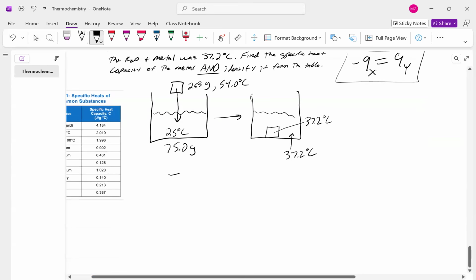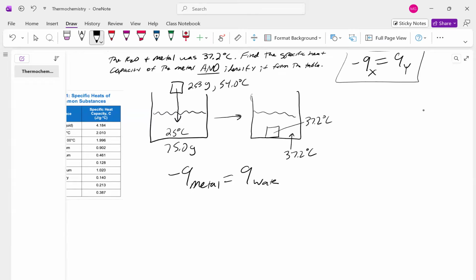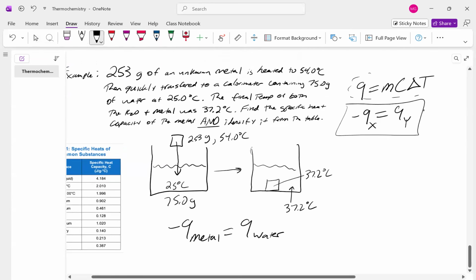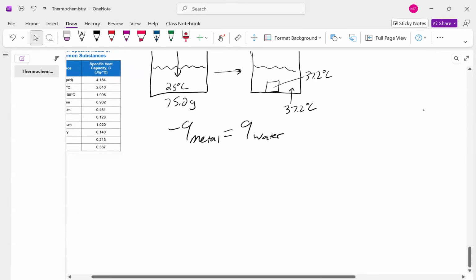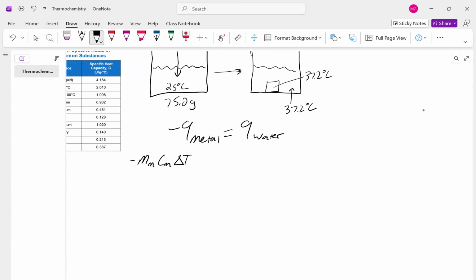And so in this case, our formula will look like this. Negative Q of the metal equals the Q of water. Because the metal is losing heat, the water is gaining heat. That's why there's that difference in sign there. So let's take now this formula and plug it in on both sides. So we'll have the negative mass of the metal times its specific heat capacity times its change in temperature. And then we'll have the mass of the water times its specific heat capacity times its change in temperature.